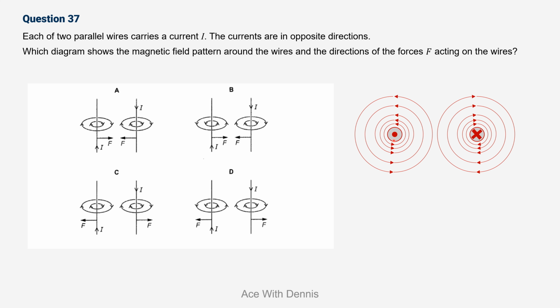Now, when these two conducting wires are placed close to each other, the resultant magnetic field will be in this manner, where the magnetic field between these two conducting wires is very strong. Hence, the force on the left hand side wire will point to the left, and the right hand side wire will point to the right. So that means this wire will move to the left and this wire will move to the right. So the answer will be D.